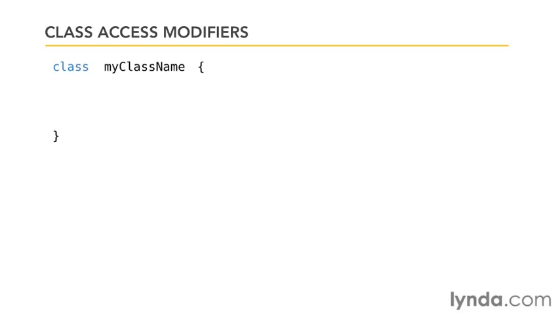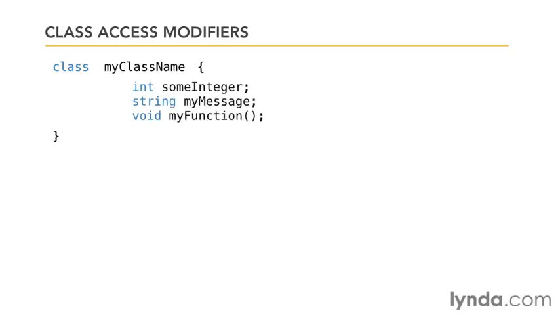Suppose we had a class, and I have a class here called myClassName, and we've got some fields in it. So we've got an integer, and we've got a string, and we have some method called myFunction. By default, all of these are what's called private. Only the class that defines these can use it. We need to change that in order for code that wants to consume our class to be able to access the members of this class.